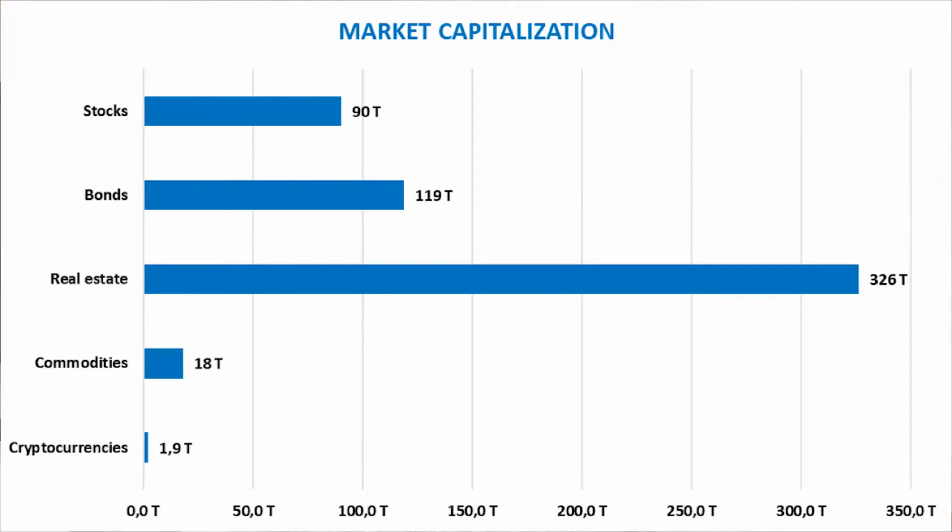As you can see in the market cap overview, the biggest asset class is real estate and the smallest one is cryptocurrency. This hopefully makes perfect sense to you, as real estate is the oldest asset class in the world and the cryptocurrencies is the newest one. Next, you can see the annual return yield overview.